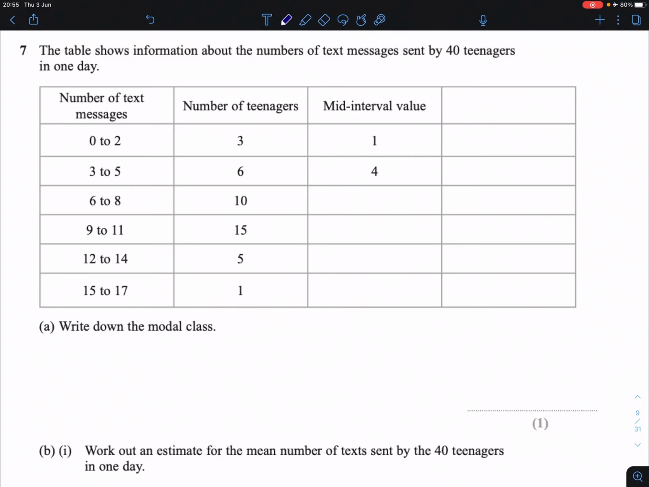Question 7. The table shows information about the number of text messages sent by 40 teenagers in one day. So we have these in groups, 0 to 2, 3 to 5, so on and so forth. The number of teenagers that actually sent text in that group, so 3 teenagers sent between 0 and 2 texts, 15 teenagers sent between 9 and 11 texts, so on, so forth.